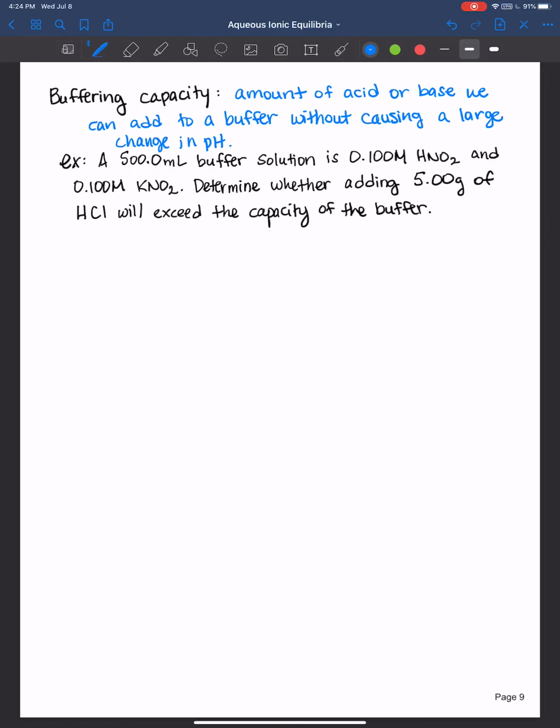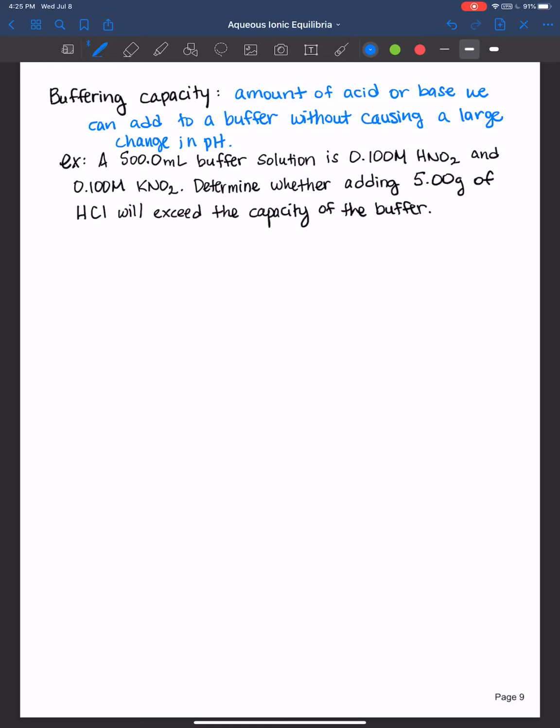Determine whether adding 5 grams of hydrochloric acid will exceed the capacity of the buffer. And let's just assume that no changes or very negligible changes in the volume to make the math a little bit easier. Okay, remember when calculating the pH of a buffer after adding acid or base, we need to first do a what kind of table? Right, we need to do a BCA table.